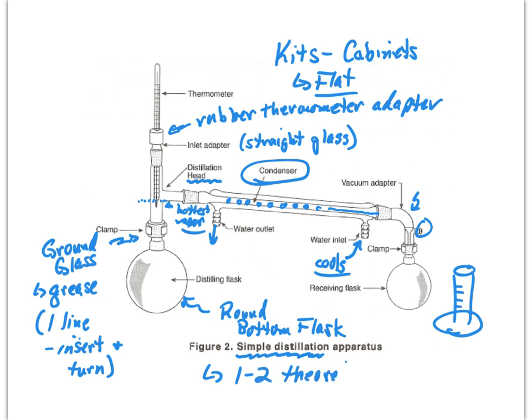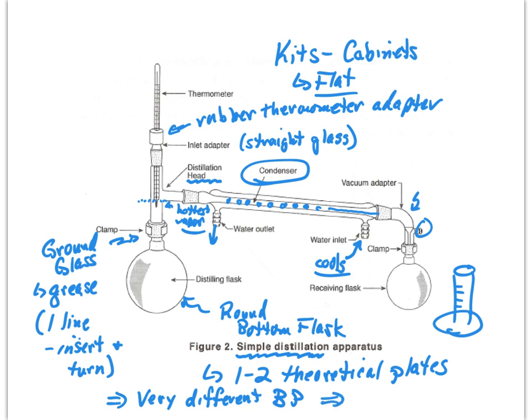Now, the problem with a simple distillation apparatus is it only has one, maybe two theoretical plates, which often is not enough to achieve a real separation. So it's really only good for things with very different boiling points. We will use it for things like a material that might be a solid in ether. So we sometimes use this to remove solvent from a reaction mixture to recover a solid product.